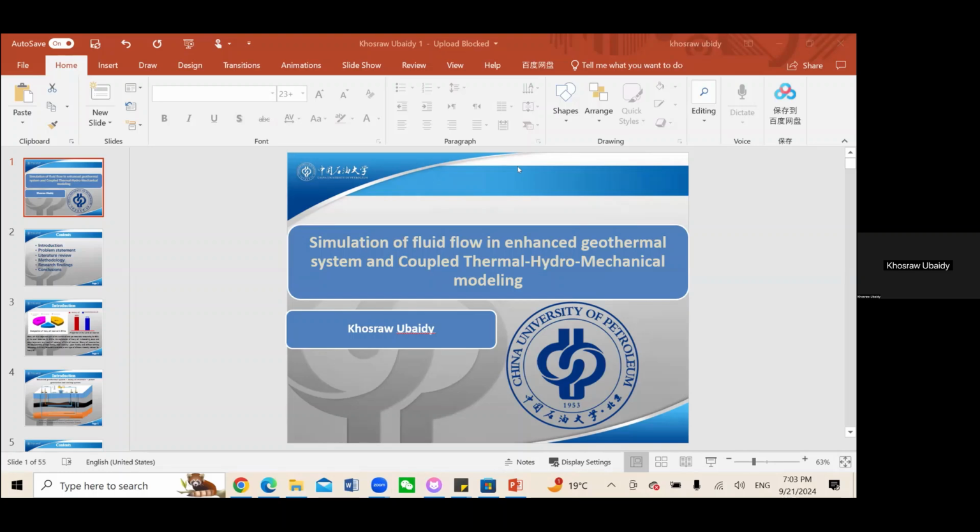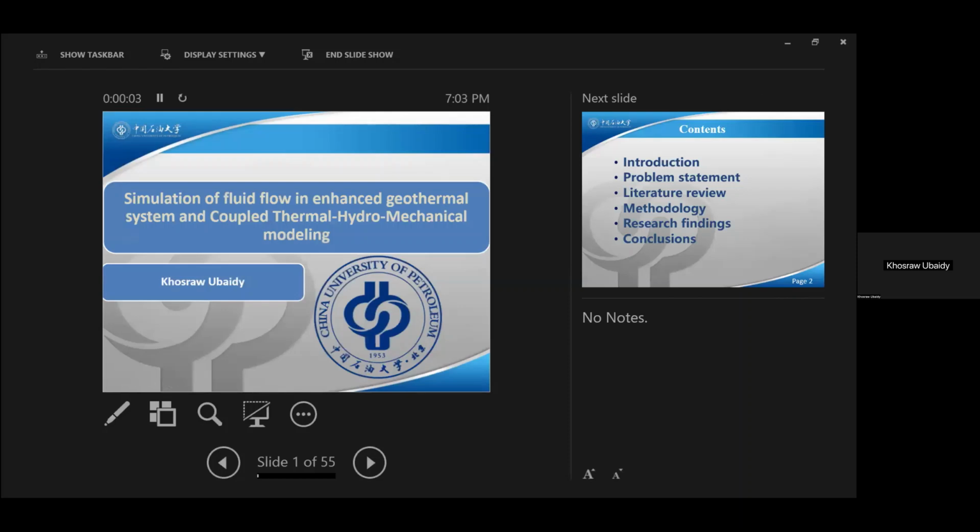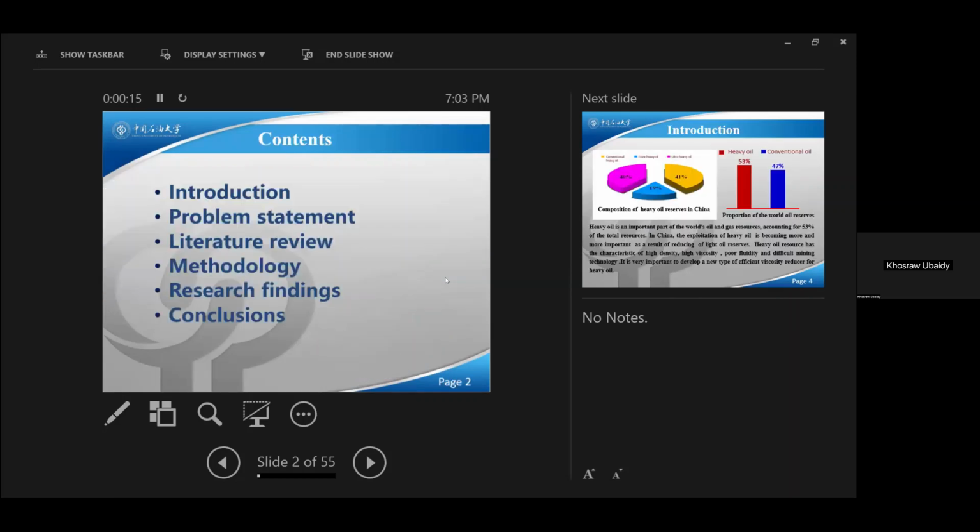My topic is simulation of fluid flow in enhanced geothermal system and coupled thermal hydromechanical modeling. In this topic, we have first introduction, problem statement, literature review, methodology, research finding, and finally the conclusion.